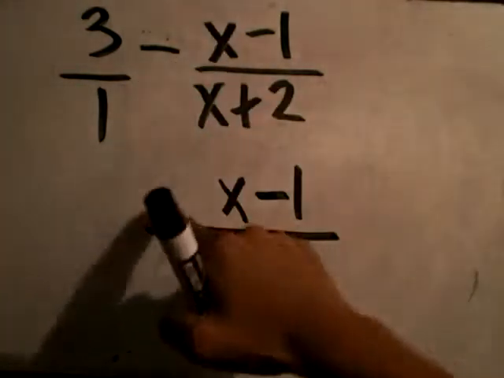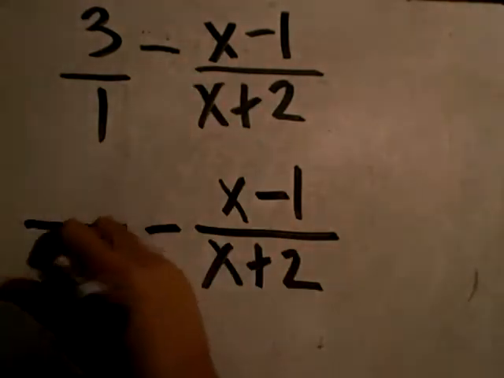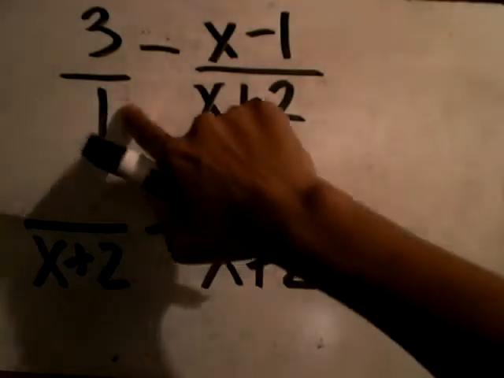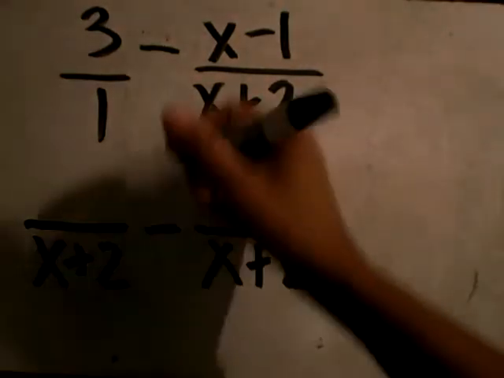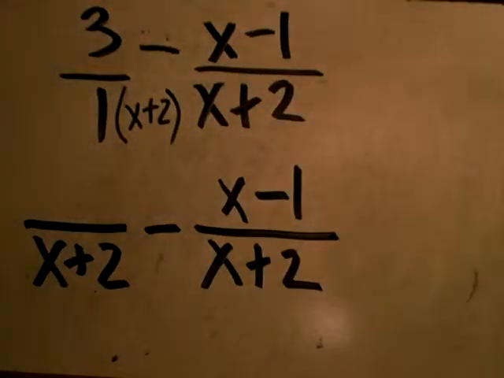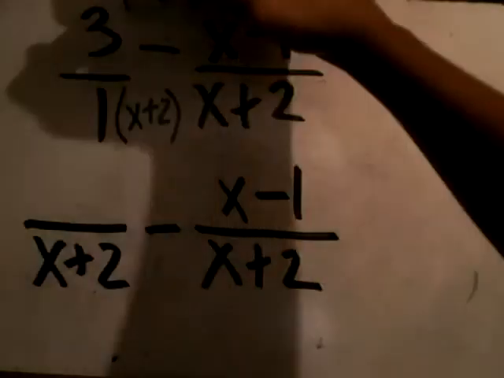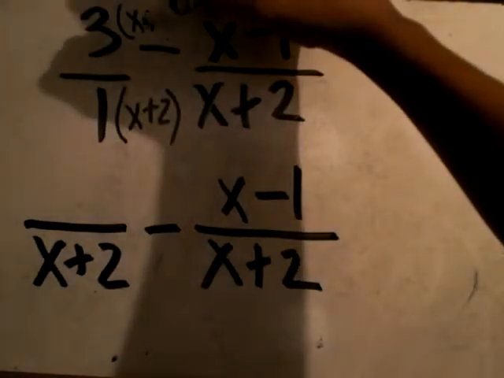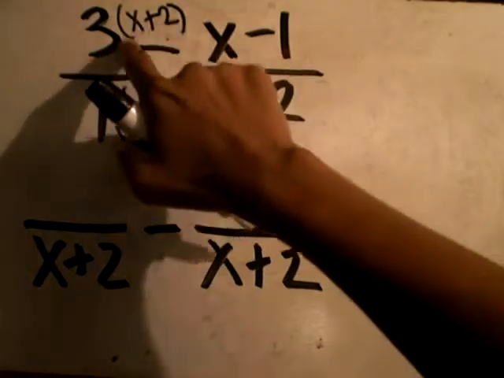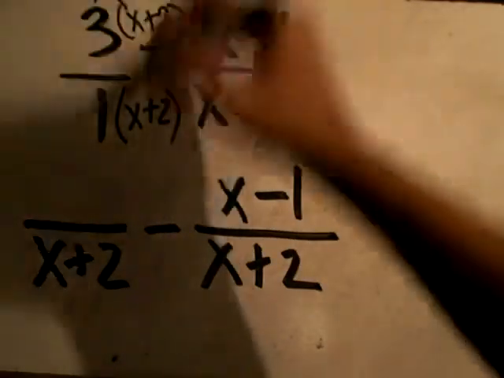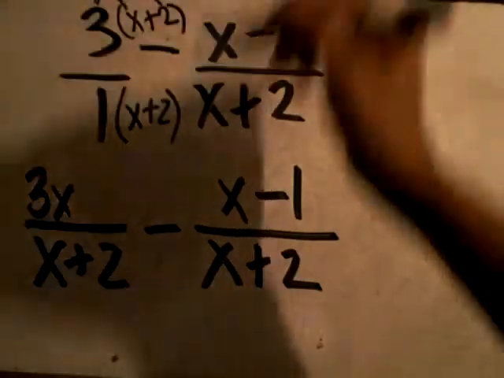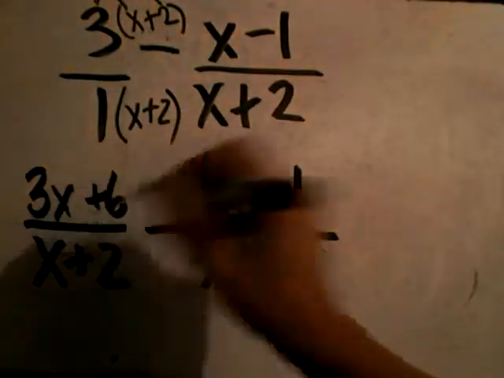Okay, I'm going to bring down that minus sign. Now remember, we have to have the same denominator, so x plus 2. So we have to think, how do we get from 1 to x plus 2? Well, we had to multiply this 1 by x plus 2. And then if we do that to the denominator, we must do the same to the numerator. Okay, now 3 times x plus 2. Now this looks like distributive property, right? Distribute that 3. So 3 times x is 3x, and then 3 times 2 is positive 6.